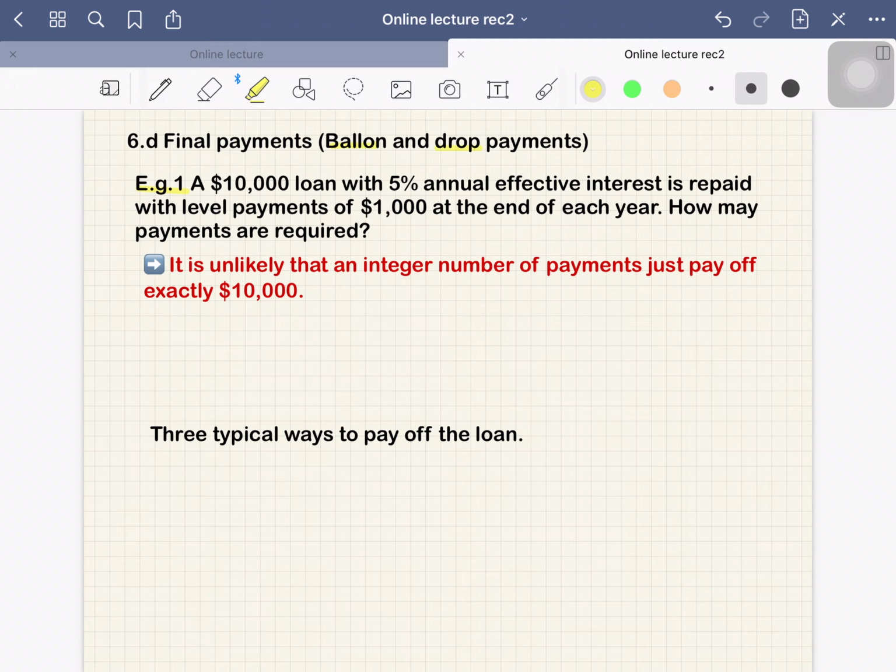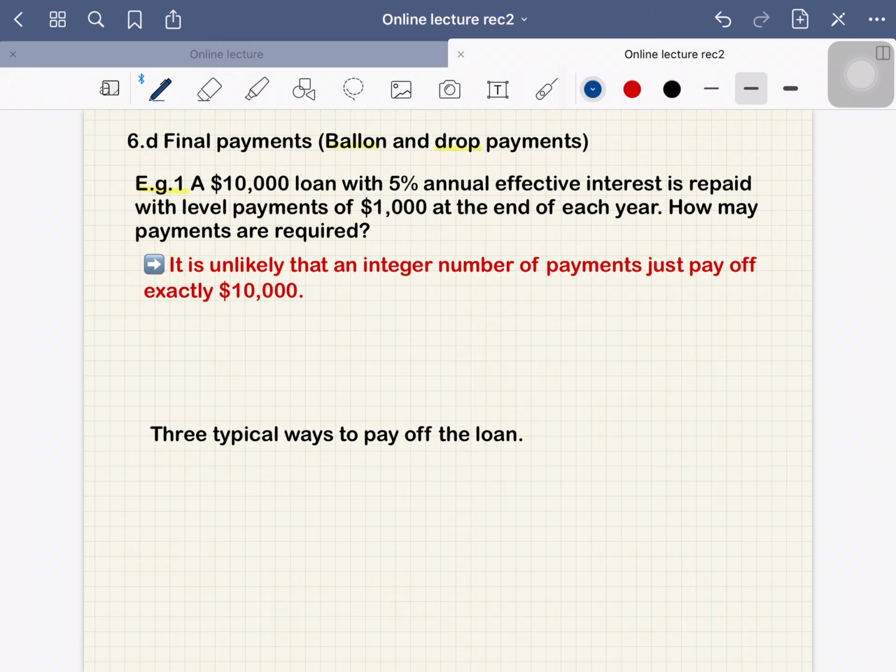Okay, so we can calculate the number of years by BA2 Plus, but at first we can notice that it is unlikely that an integer number of payments just pay off exactly $10,000. So maybe if we use 13 payments, it's slightly less than $10,000, but if we use 14 payments, slightly more than $10,000. So we don't expect this level payments to exactly have the present value of $10,000.